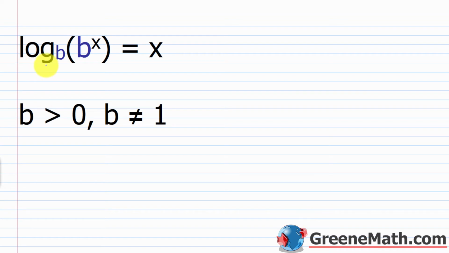So you have log base b of b to the x is equal to x. The restrictions here would be that b is greater than 0 and b is not allowed to be equal to 1. Now, for this one, it's something you just need to identify. You might see something like log base 5 of 5 squared is equal to what?